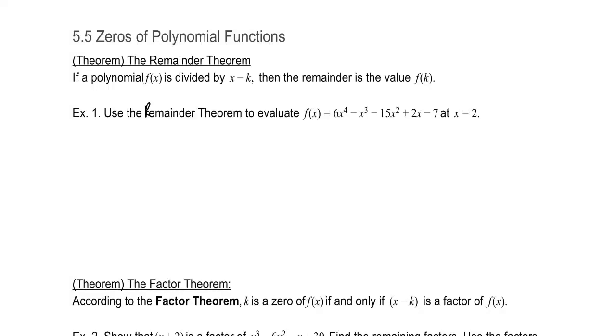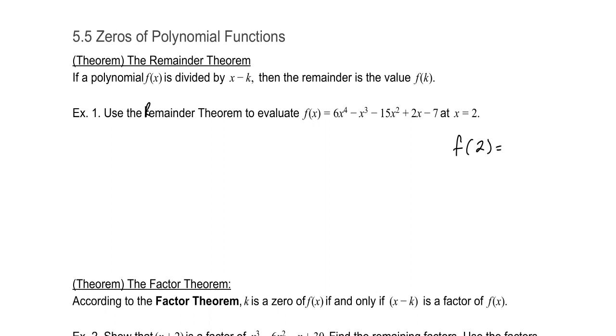Section 5.5, Zeros of Polynomial Functions. We begin with the remainder theorem. If a polynomial f of x is divided by x minus k, then the remainder is the value f of k. So we want to use the remainder theorem to evaluate this function at x equals 2. Based on that fact, we want to find f of 2.